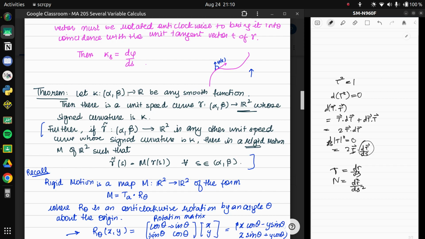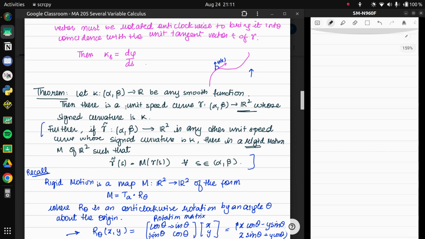Essentially what they're saying is: fix a kappa and the shape of your curve is fixed up to translation and rotation. And that isn't hard to show. So what's kappa once again? Well, kappa is just d psi by ds.